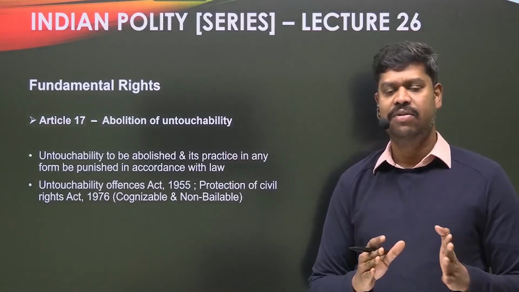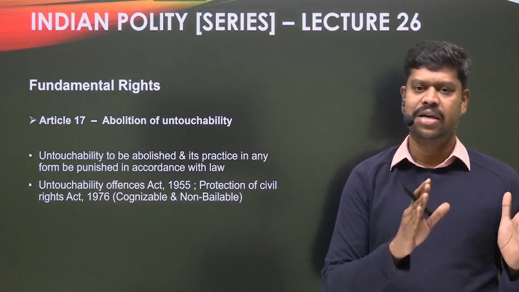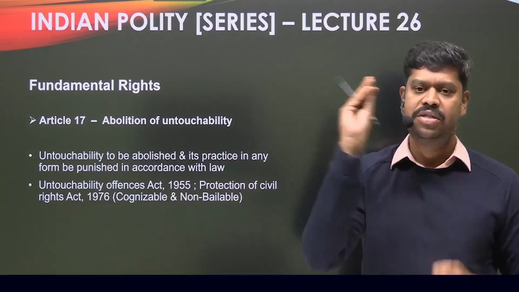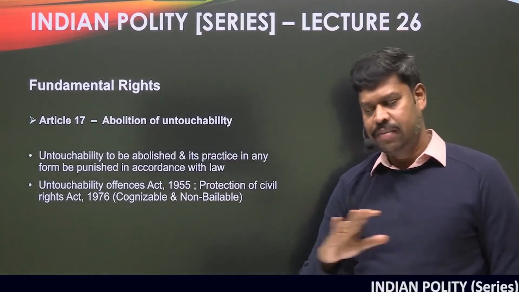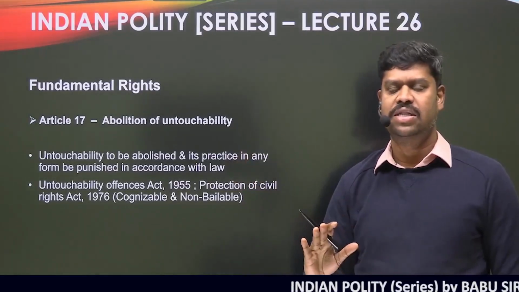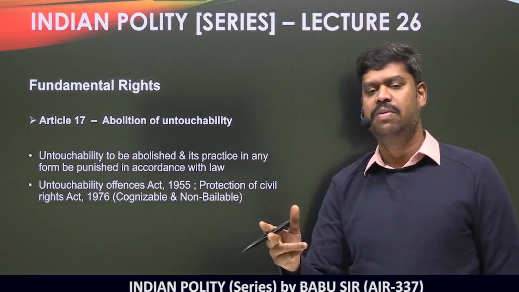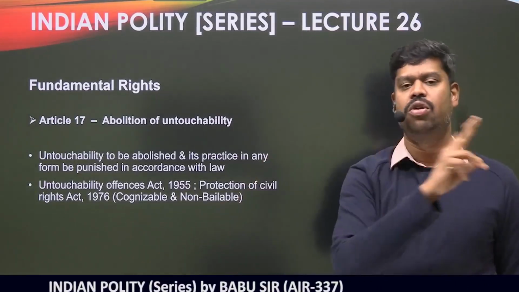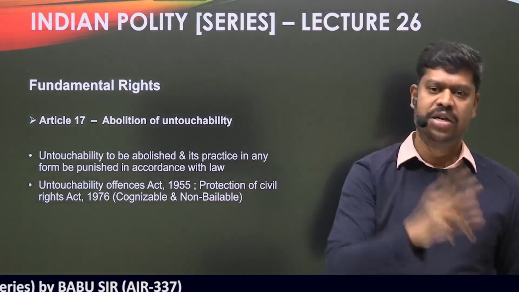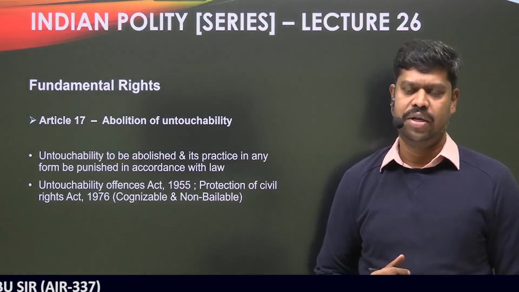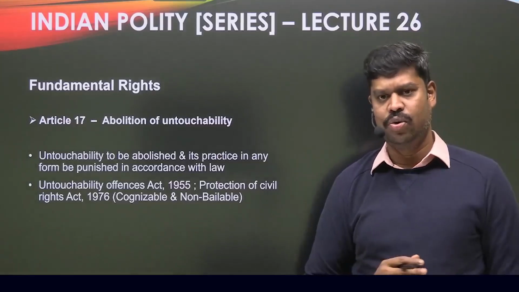Article 17 makes it very clear that the practice of untouchability is not only a violation of fundamental rights, but shall also be a punishable offence in accordance with law. That means nobody shall be subjected to any practice of untouchability, and those who practice untouchability against any individual shall be punished in accordance with the law. To that extent, Parliament can make law and prescribe the punishment for individuals practicing untouchability. However, the big question is, what is untouchability? We'll come to that question.